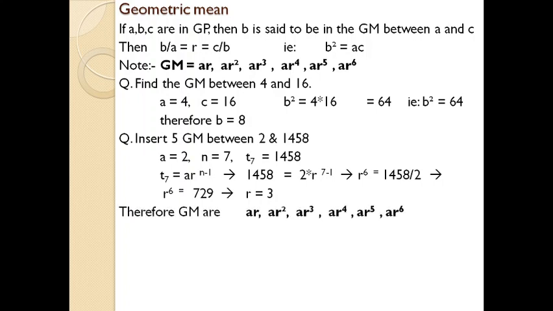Okay, next one. Here the geometric mean is in AR. We know that the geometric mean will be in the formation AR, AR raised to 2, AR raised to 3, AR raised to 4, AR raised to 5, and AR raised to 6. By substituting R as 3 in each of these situations, and we all know that A is equal to 2, the first one is 2 into 3, that is 6. 2 into 3 raised to 2, 3 raised to 2 means 9, you will get 18.